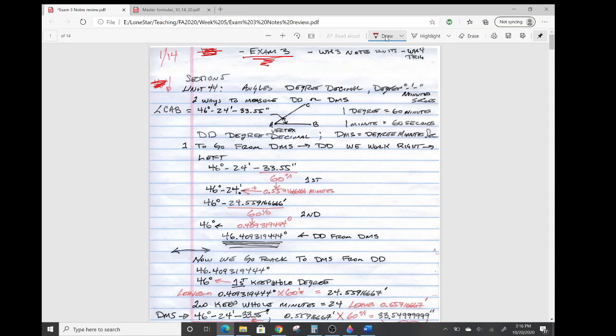First thing we need to do is talk about angles, degrees decimal and degrees, minutes, and seconds. There are two ways to measure an angle. You can measure it in degree decimal or degrees, minutes, and seconds. Now, 1 degree is equal to 60 minutes. 1 degree equals 60 minutes. 1 minute of angle is equal to 60 seconds.